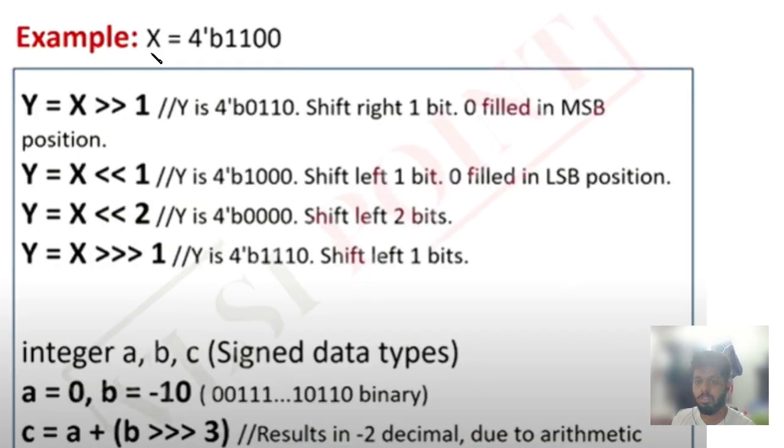Let us see some examples. Here the x value is given. Y is equal to x shifted by 1. So y will be 4'b0001. It shifts right by 1 bit and 0 is filled in the MSB. Similarly, here all the operations are performed. You can see in the example.